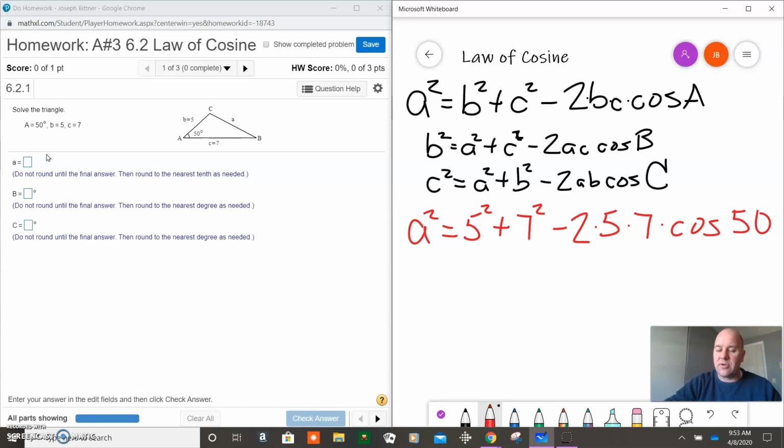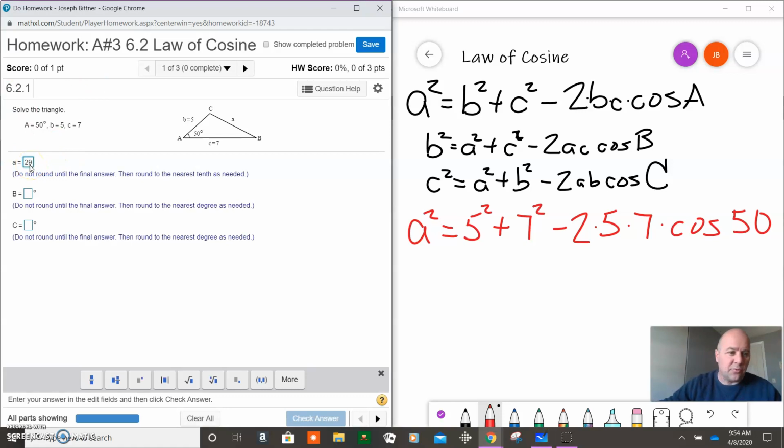Just make sure that your calculator is in degree mode. I have heard from some of you that you're not downloading the TI free software, and I'm perfectly fine with that. Go to Desmos, use Desmos instead. It works just fine. Just make sure your calculator is in degree mode. I got 29 on that. So the first answer up here will be 29, and then we move on to the next one.